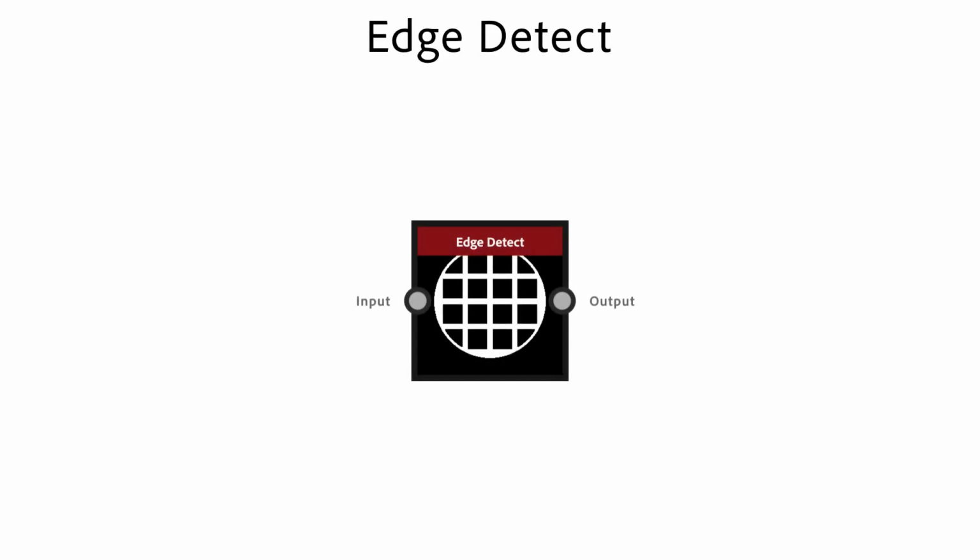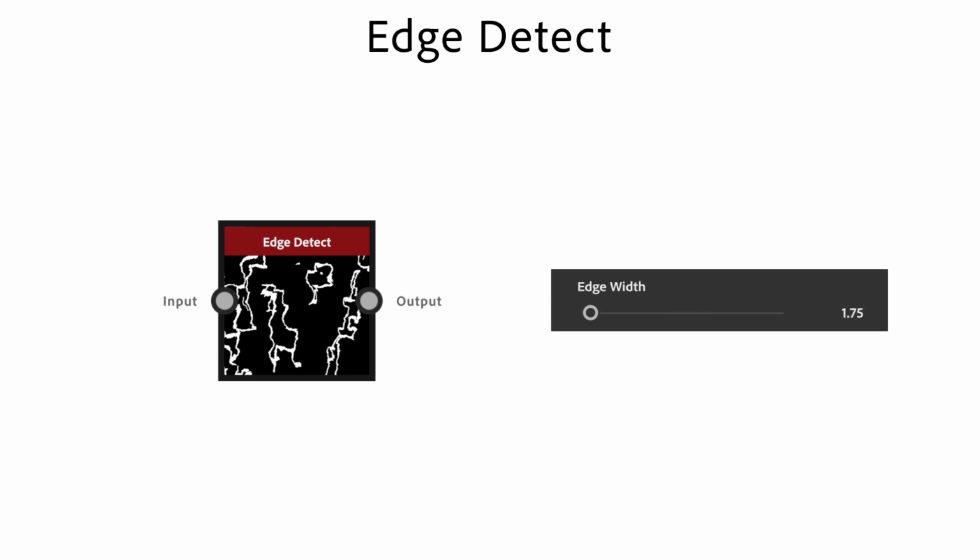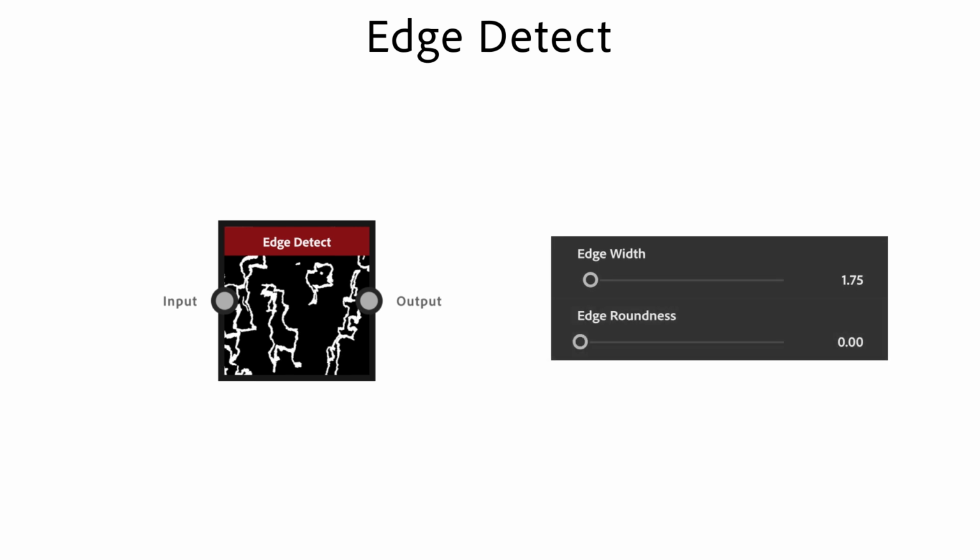The edge detect node detects high contrast areas in a black and white image and creates edges around these. Edge width is the thickness of the edge. Edge roundness rounds sharp corners.